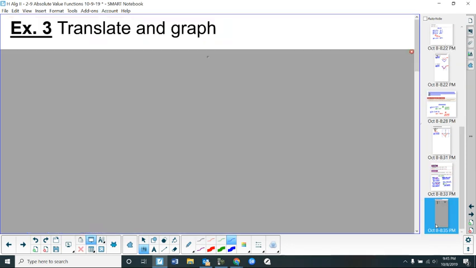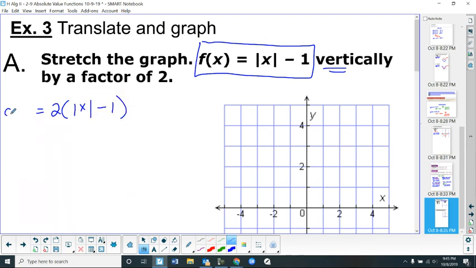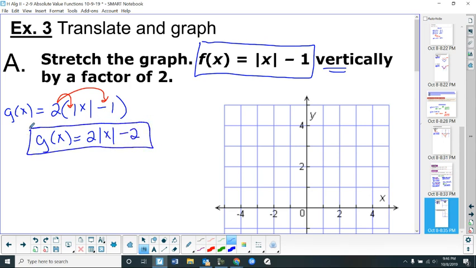Okay, last example then, translate and graph. So in this first example, A, it wants you to take this function and do a vertical stretch by a factor of 2. So remember, if you do a vertical stretch by a factor of 2, you're multiplying 2 times the entire equation. So this would be g of x. And when I distribute, remember this has to go to the front of the absolute value and then to the -1. So I get g of x equals 2 times the absolute value of x minus 2. So here's my new equation.